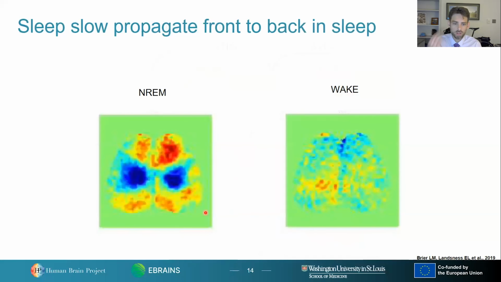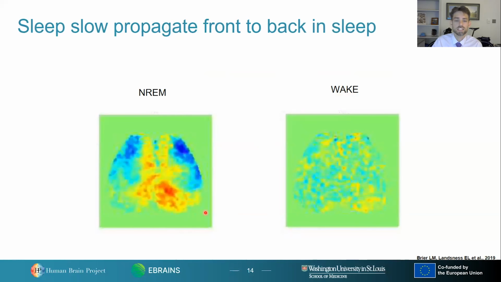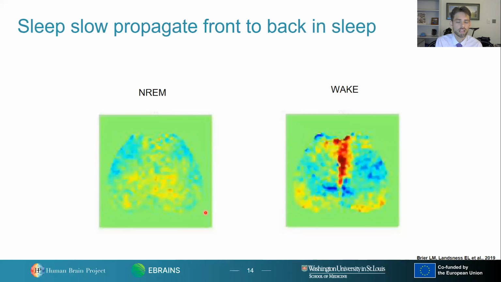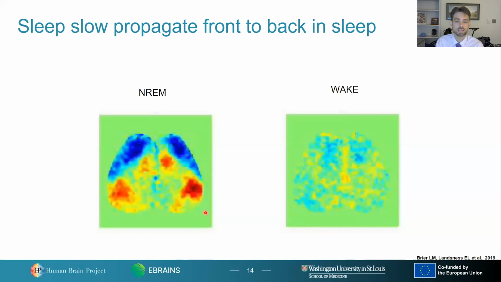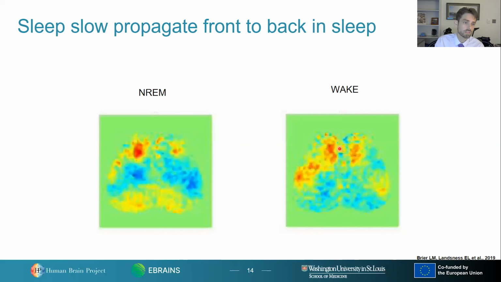And then finally, one of the hallmark defining features of non-REM delta power is the front to back propagation of slow waves. And we can actually quantify this, we can actually visualize these same front to back propagating slow waves during non-REM sleep that we do not see during wakefulness.